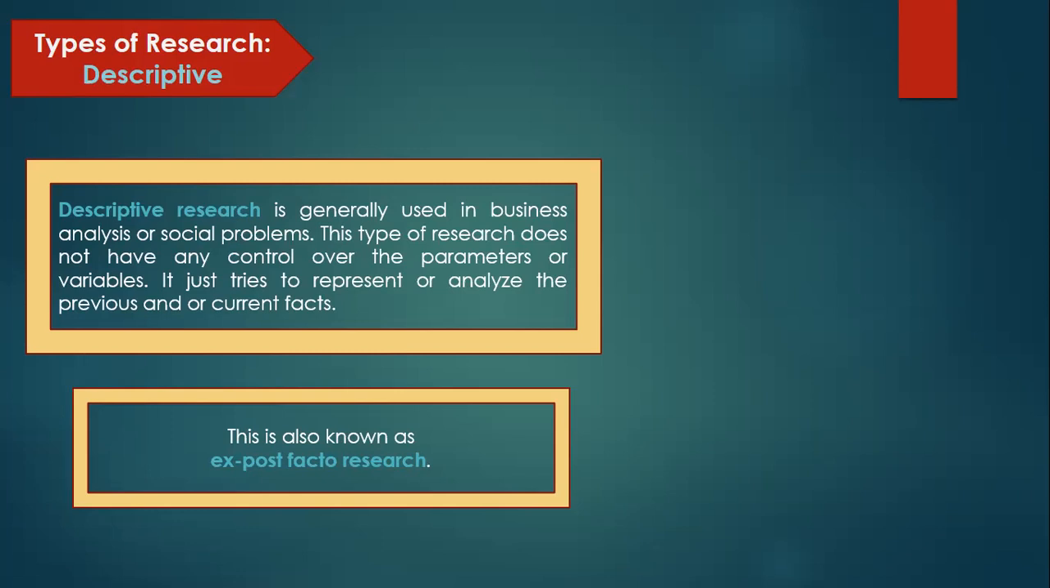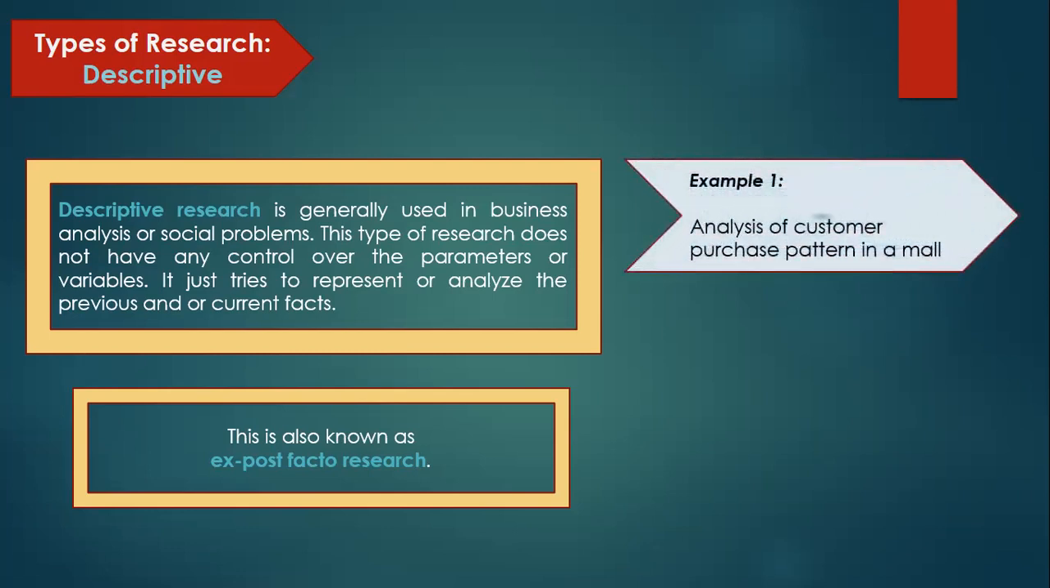Okay, some of the examples of descriptive research include an analysis of customer purchase patterns, that is, purchases from a mall. So the first example is analysis of customer purchase pattern in a mall. So there's a mall, and there are shoppers, people who are going to the mall, and then you will conduct a survey.